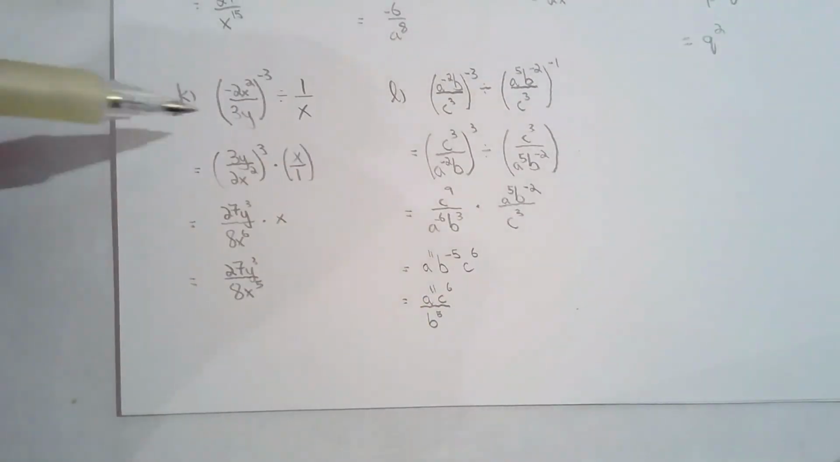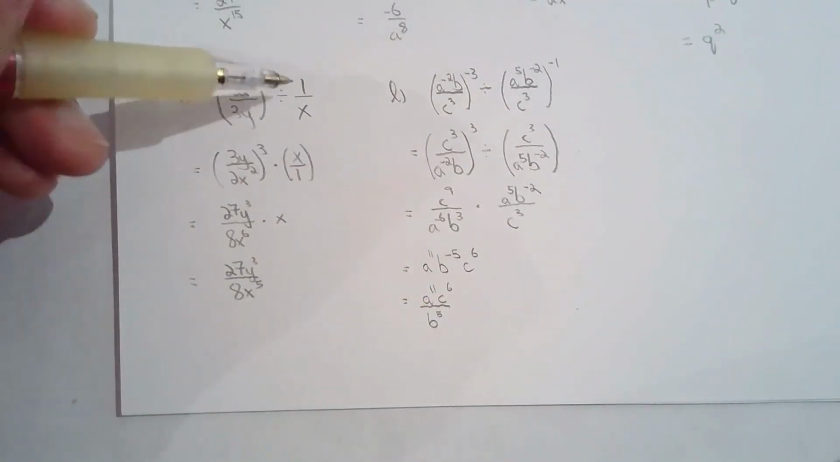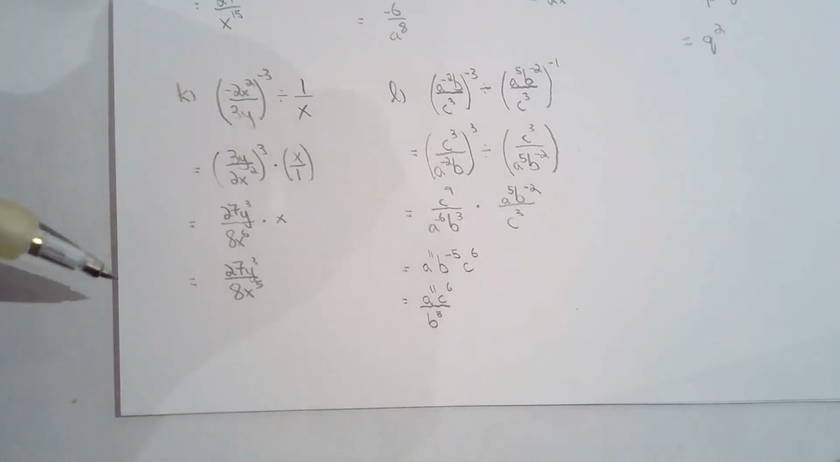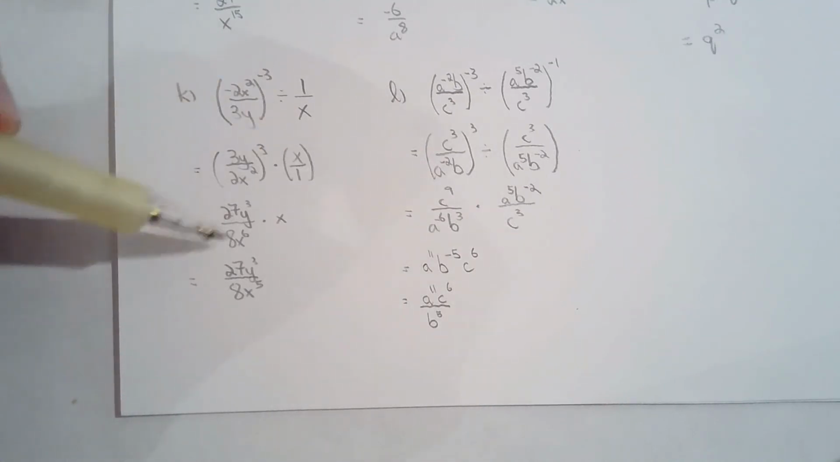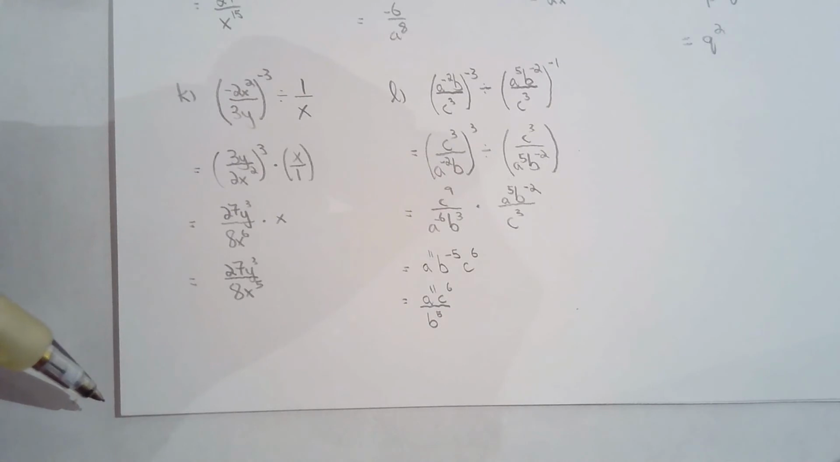Okay, what about k? Exponents first. If I divide by 1 over x, that's essentially multiplying by x. And then there is a common factor of x, so that's why there's only 5 factors of x left over in the denominator.